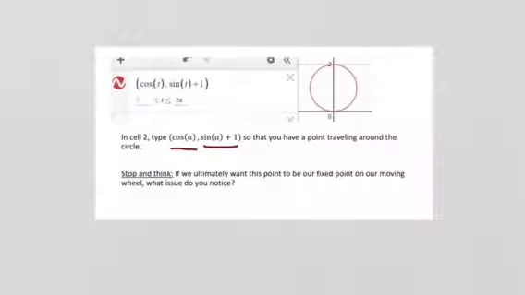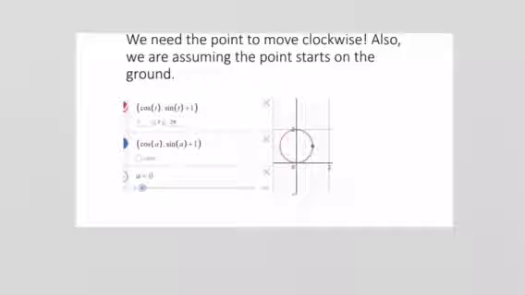So then stop and think: if we ultimately want this point to be a fixed point that's moving on a wheel, what issues do you notice? So first of all, it's starting here, and in this problem we're going to have it start on the ground. And second of all, it's going the wrong way, because if the wheel is going like this, that means the point is moving clockwise. But if you hit play on this, that point is going to be moving counterclockwise.